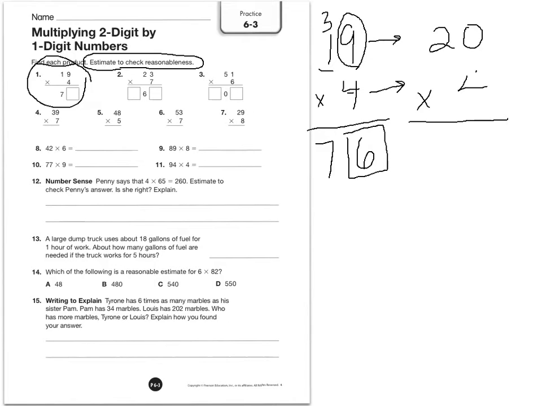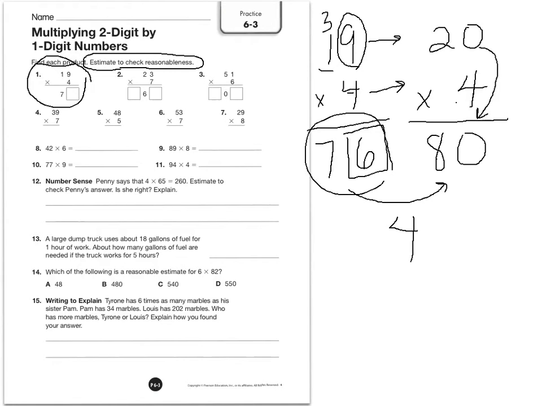Bring over the 4. 20 times 4 is going to be 80. Or you could simply say, what's 2 times 4? 8. What's 0 times 4? 0. Or 2 times 4 is 8, bring down the 0. This is an extended fact. Now, we'll also check for reasonableness by looking at this. 76 and 80 are only 4 numbers away from each other. Very close to each other. Definitely a reasonable, correct answer here, and our estimate helps check that.